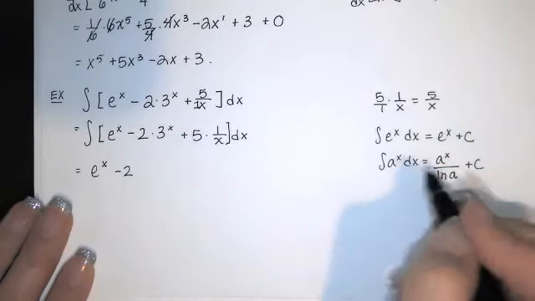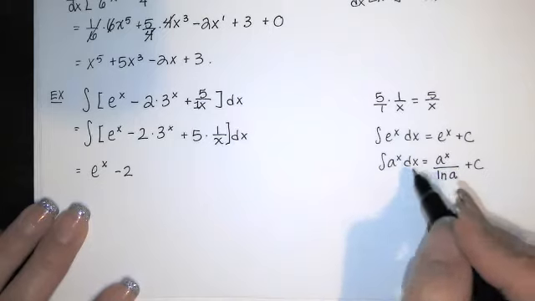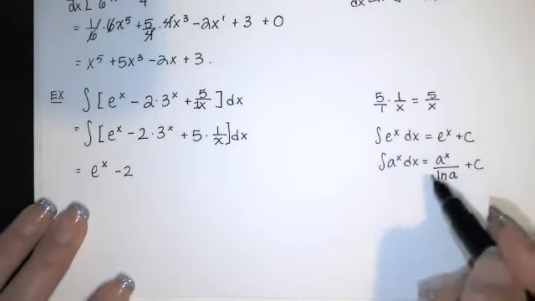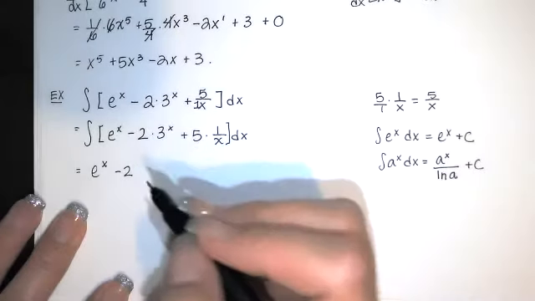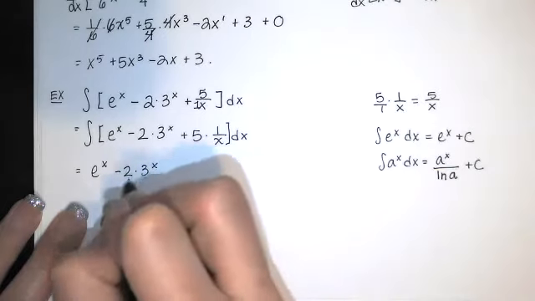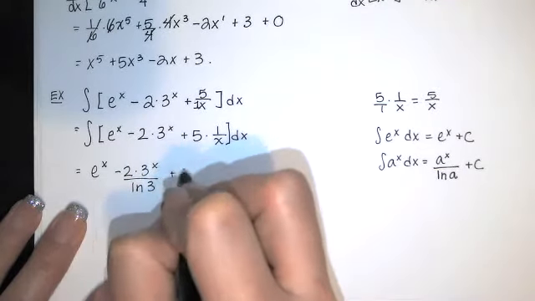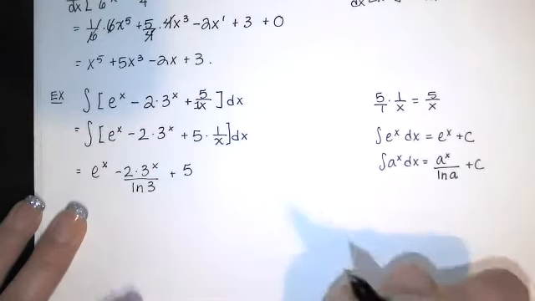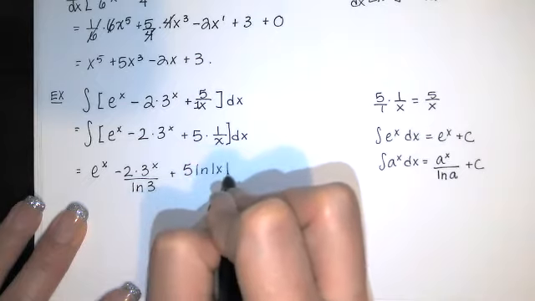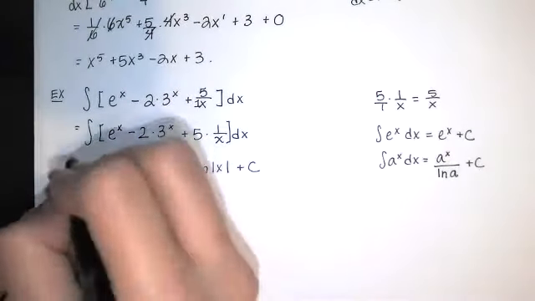When we take the derivative of something that looks like this, we have to multiply it by the log of the base. When we take the antiderivative, we're undoing that multiplication, so we have to divide by natural log of the base. So we'll write exactly the same exponential and divide by natural log of the base, which happens to be 3. Then I bring my 5 down. The antiderivative of x, or 1 over x, is natural log of the absolute value of x plus c, and the absolute value matters. Don't leave that off.